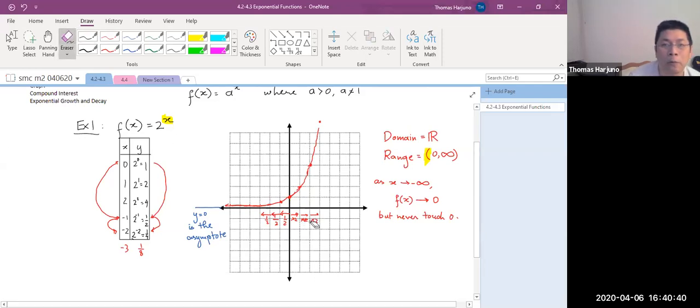Now let me go on. From here also, because the range does not include 0, then we know this basic function f(x) equals 2 to the x has no x-intercept.